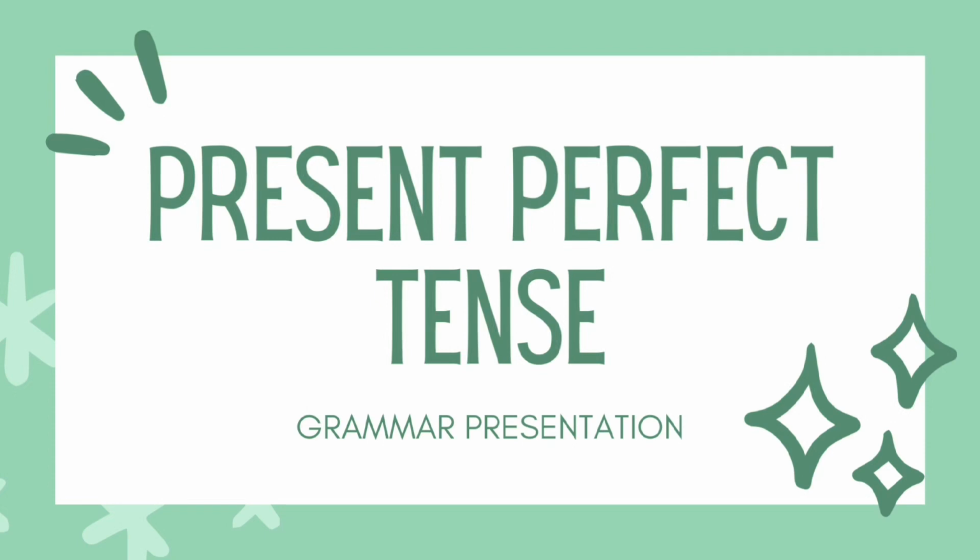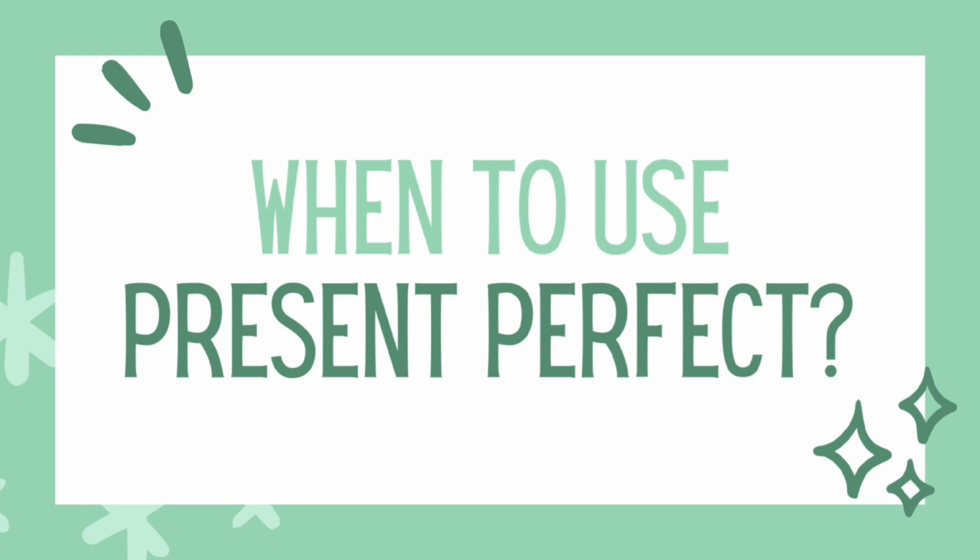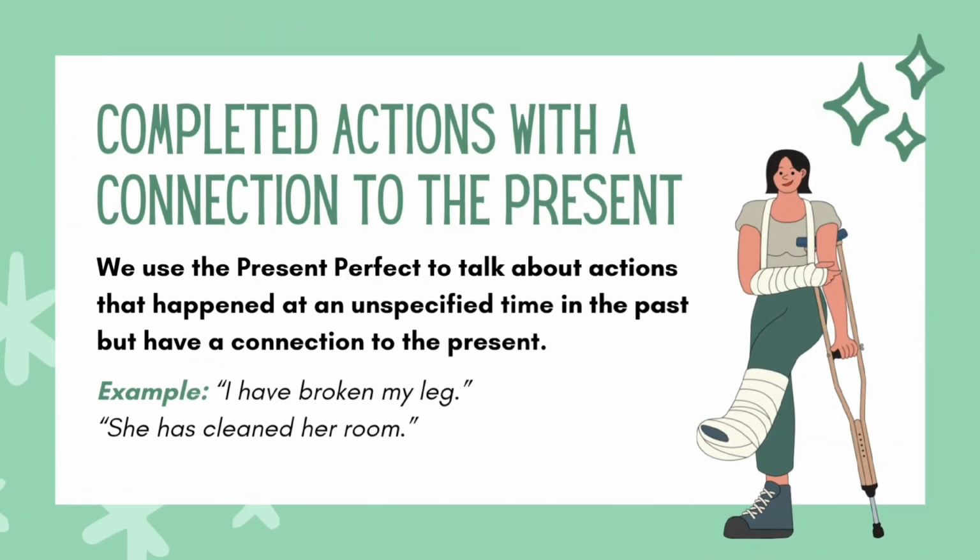In this video, you will learn about present perfect tense. When to use present perfect tense. Number one, completed action with a connection to the present. We use the present perfect to talk about action that happened at an unspecified time in the past but have a connection to the present. Example, I have broken my leg, she has cleaned her room.